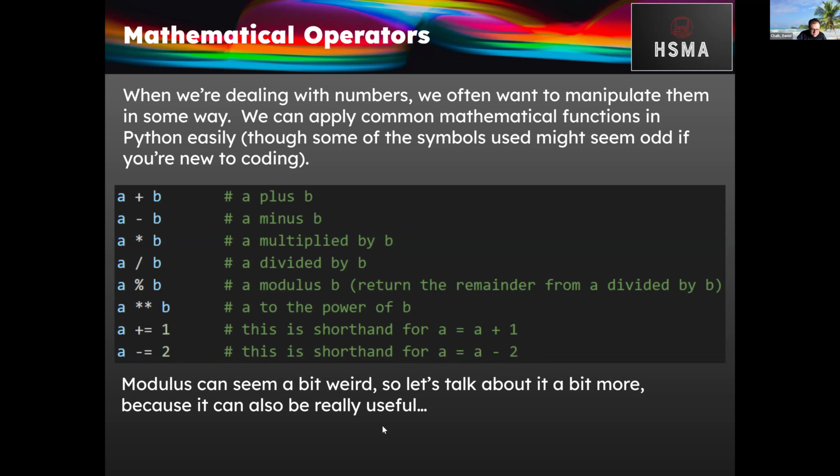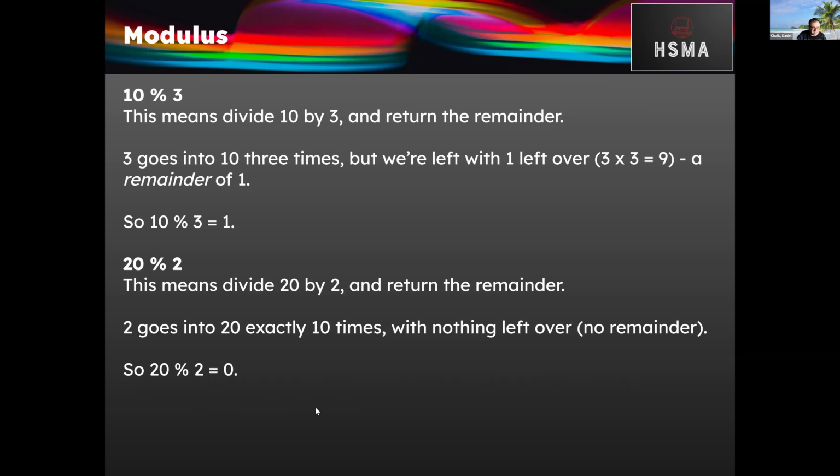So I said I'd come back to modulus because that can be a bit weird, but it turns out it's really useful for certain stuff. So let's talk a little bit about it now. Modulus, as I say, you form a division operation and then basically return the remainder. So if we had 10 modulus 3, that means 10 divided by 3 and return the remainder. So 3 goes into 10 3 times, but we would be left with a 1 as our remainder.